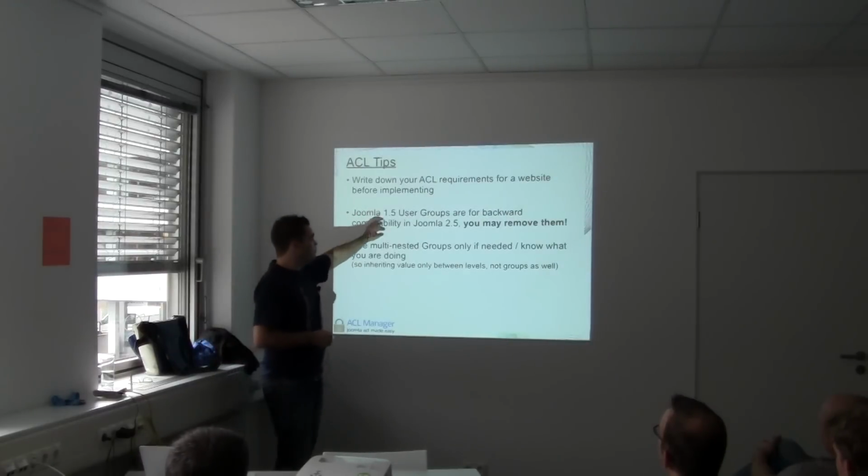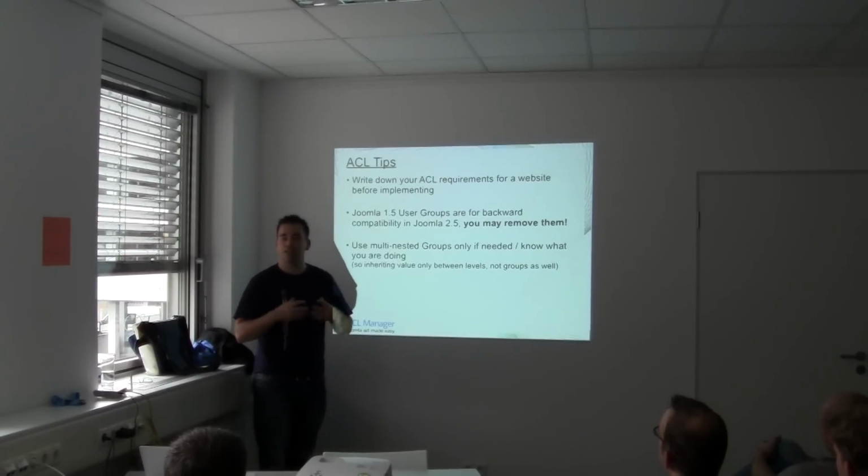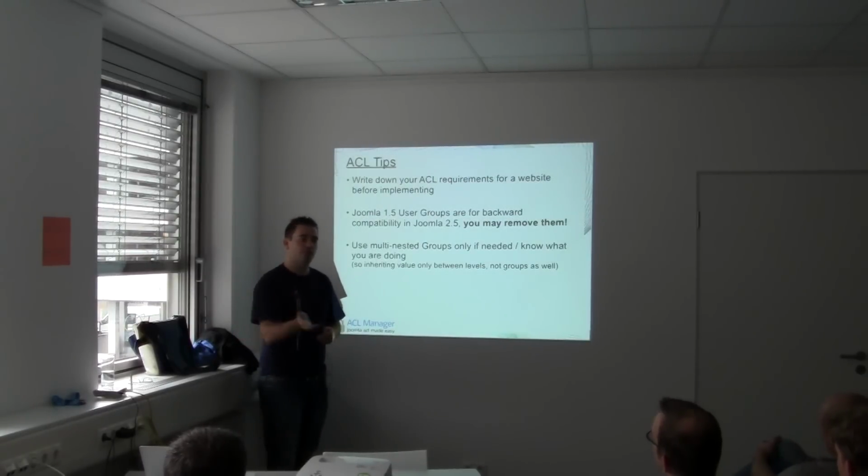Those Joomla 1.5 user groups, the kind of default structure we have, you're able to remove them. It's really just for the backwards compatibility that those user groups are available. Get rid of them, start creating your own user groups, and you will understand ACL better because you start configuring from scratch on.